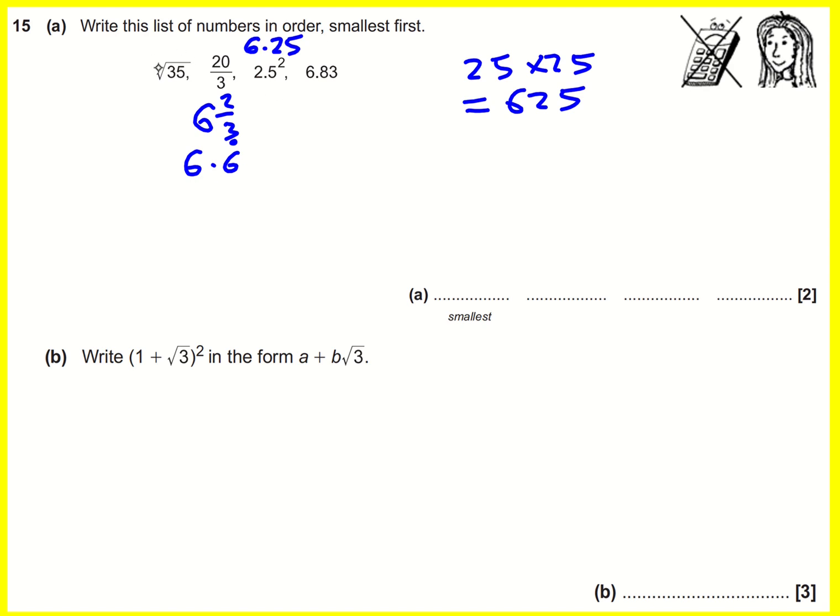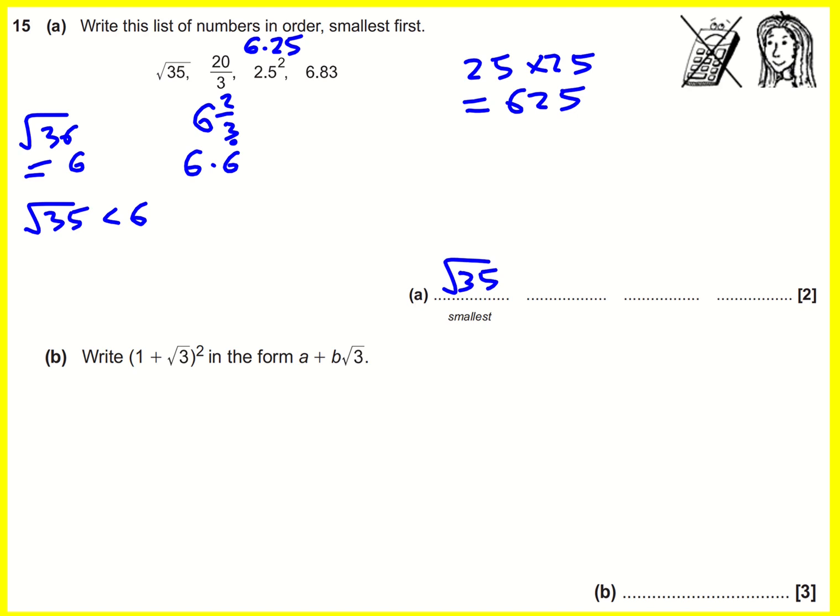I've just got to deal with this root 35. Well, we know what root 36 is, and that's equal to 6. So root 35 is going to be less than 6. And actually, that's enough. We don't need to make any other comparison. We can see it's going to be the smallest. So although we don't actually know the value, it's going to be the smallest.